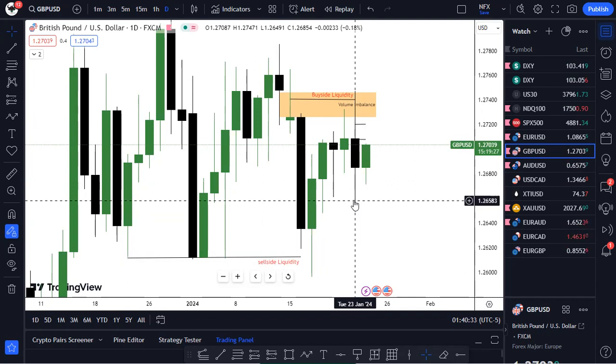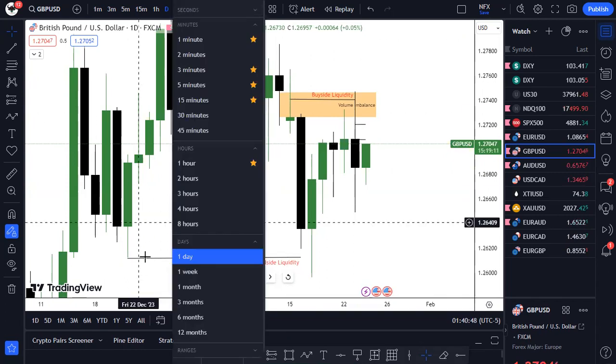However, if I approach this based on the dollar index analysis, I should be expecting lower prices. And if I'm expecting lower prices, then any move above the opening price, I'm going to consider as the manipulation phase of the day. Let's go up to the 4-hour chart.